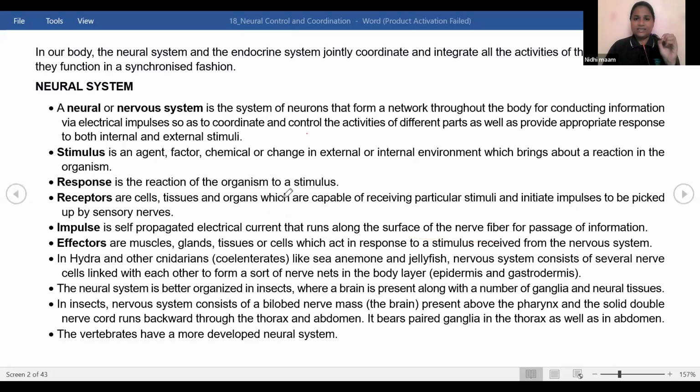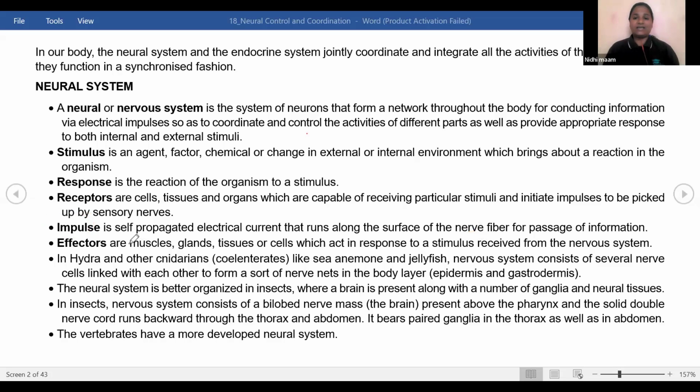Now, for example, the eye: there is a fountain in front of the eye, and you are seeing the beautiful fountain here. That thing is captured by the eyes, and from the eyes it is transported to the brain through the sensory nerves via impulse. What is that impulse? It is nothing but an electrical current, which runs along the nerve fiber.